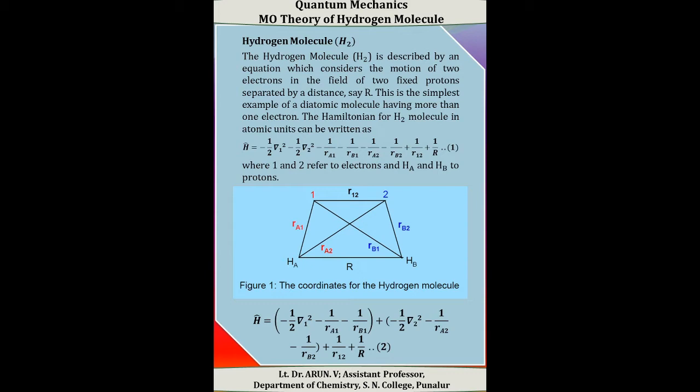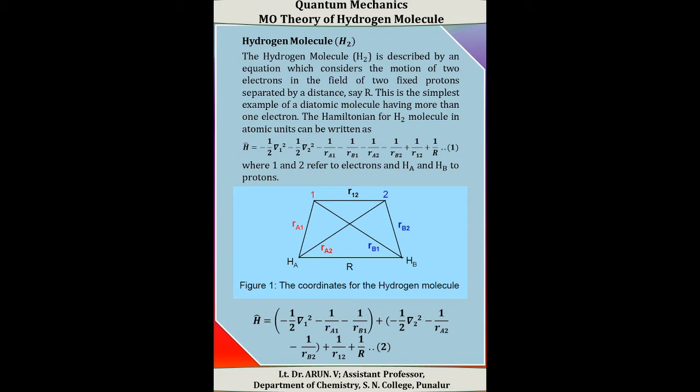Here in this figure, r a2 represents the distance of electron 2 from the hydrogen atom A. r a1 represents the distance of electron 1 from the hydrogen atom A. r b2 represents the distance of electron 2 from the hydrogen atom B. r b1 represents the distance of electron 1 from hydrogen atom B. The two hydrogen atoms are separated by a distance capital R, and the two electrons are separated by a distance r12.